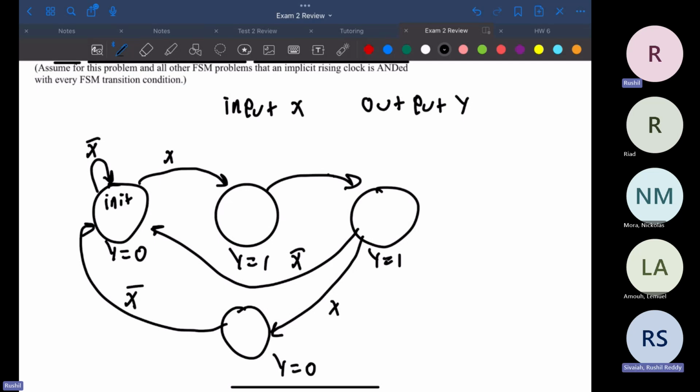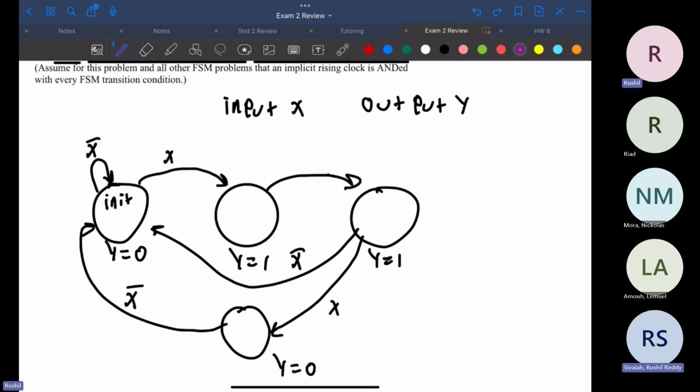Is this state diagram correct? All right, let's go from state to state, starting with this state right here. Is anything wrong with it? Okay, I'm going to give you a hint. We need to make sure that our outputs for this have all possible values of our inputs. Since our input is just x, we need to make sure that there's an x leaving and an x not leaving.